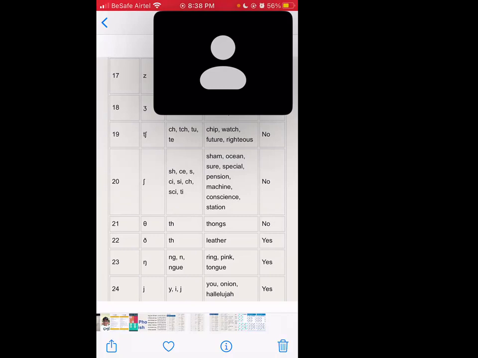Okay, the next one, number 21, we have th. For this one, you bring the tip of your tongue in between your upper and lower teeth. Th, just a little, the tip of your tongue in between the upper and lower teeth. For example, of course, you have th. So we have thief. Thank you.